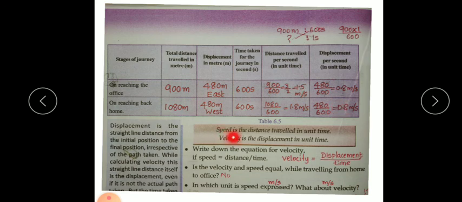Then what is speed? Speed is the distance traveled in unit time, and velocity is the displacement in unit time. Unit time means 1 second. So speed means the distance traveled in 1 second, and velocity is the displacement in 1 second. So what is the unit of speed? Meter per second, and the unit of velocity is meter per second. The unit of both speed and velocity are same.